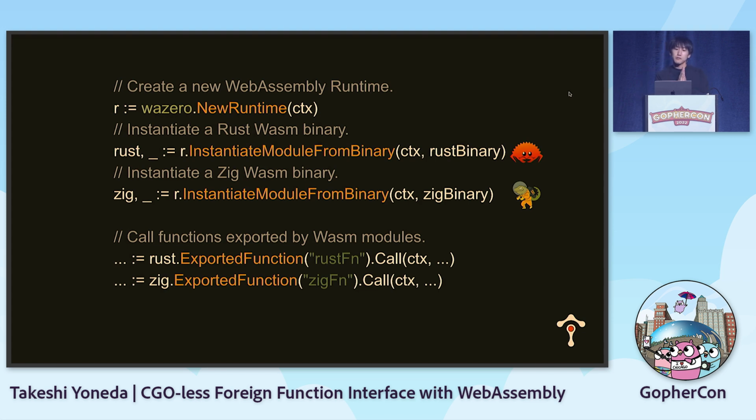So cool. Let me explain some example APIs of wazero. First of all, you have to create something called a runtime, and then you will create the virtual machine from the Rust binary or Zig binary. And these two variables named Rust and Zig are the virtual machines. And we can use that virtual machine to call the exported functions from the virtual machines. So it's very simple, and I hope you can easily understand how it works. So this is what it looks like when you are trying to call foreign functions with wazero and WebAssembly.